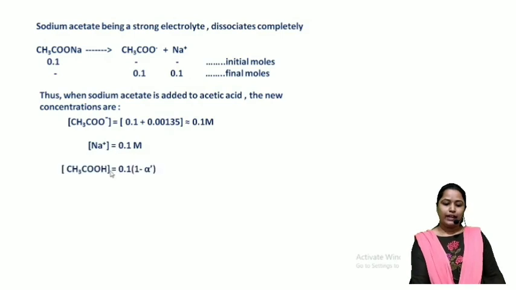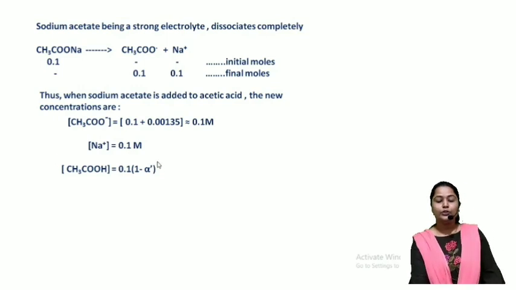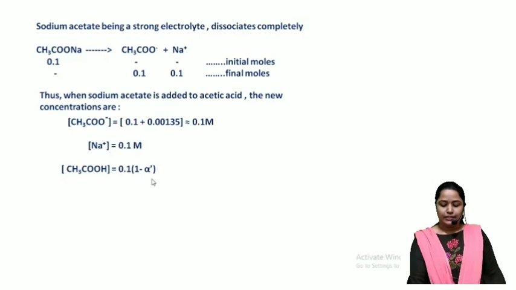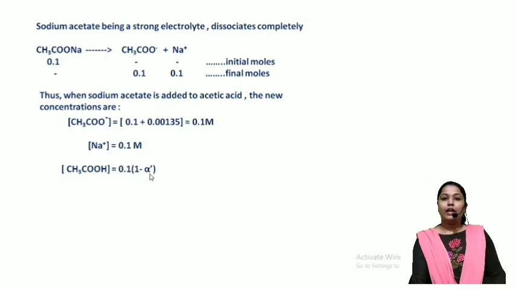Concentration of acetic acid, the new concentration of acetic acid is 0.1 into 1 minus alpha dash. Before the addition of sodium acetate, the concentration of acetic acid is 0.1 into 1 minus alpha. But here the new concentration of acetic acid is 0.1 into 1 minus alpha dash. Here alpha dash is the new degree of dissociation due to the addition of sodium acetate. Therefore, here we determine the value of the degree of dissociation alpha dash.